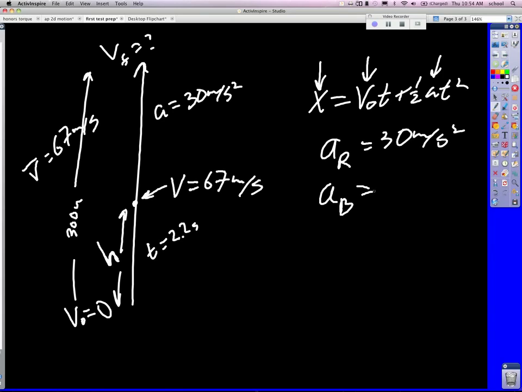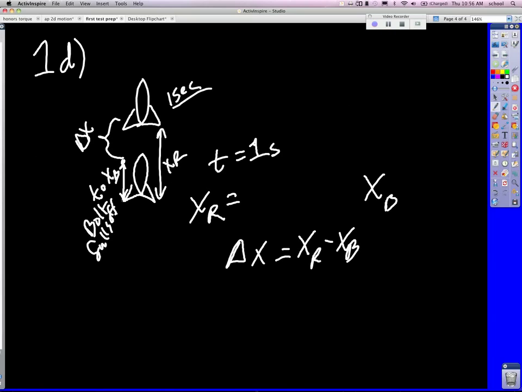Because we're concerned with from the moment the bolt falls off until a second later. So we're saying that this initial is that. And we say this is time of 1 second. And we want to know x. Can we come up with that using those numbers? Yeah, absolutely. Everything's there. 67 times 1 second plus 1/2 times 30 times 1 second squared. So that's going to be 67 plus 15, which gives you 82 meters.